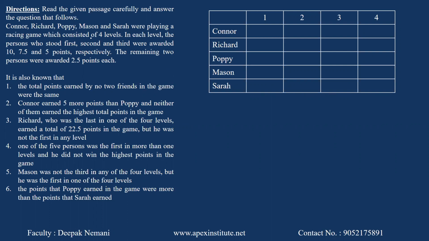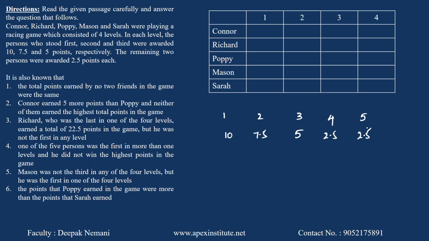Connor, Richard, Poppy, Mason, and Sarah were playing a racing game which consists of 4 levels. In each level, the person who stood first, second, and third were awarded 10, 7.5, and 5 points respectively. So first, second, third, fourth, fifth: this will be 10, 7.5, 5. The remaining two persons were awarded 2.5 points each. It is also known that the total points earned by no two friends in the game was the same.